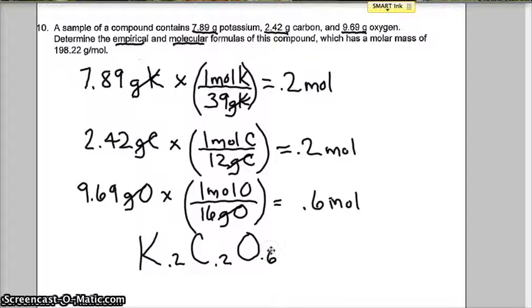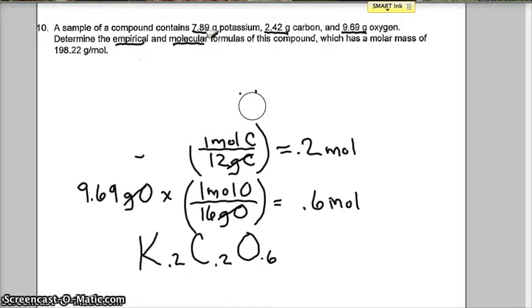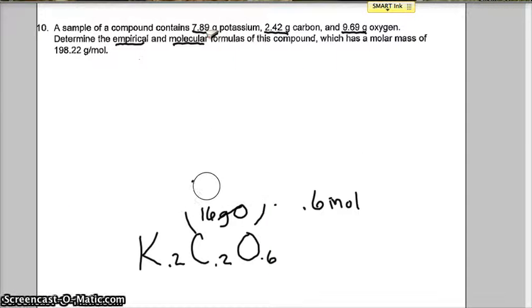We would have potassium 0.2, carbon 0.2, oxygen 0.6. But we cannot have decimals in a subscript like this. We can't have the 0.2 or the 0.6. We need to have whole numbers. No decimals, no fractions, nothing like that. So in order to get that, I want you to think a little bit of how we could get to making these whole numbers.